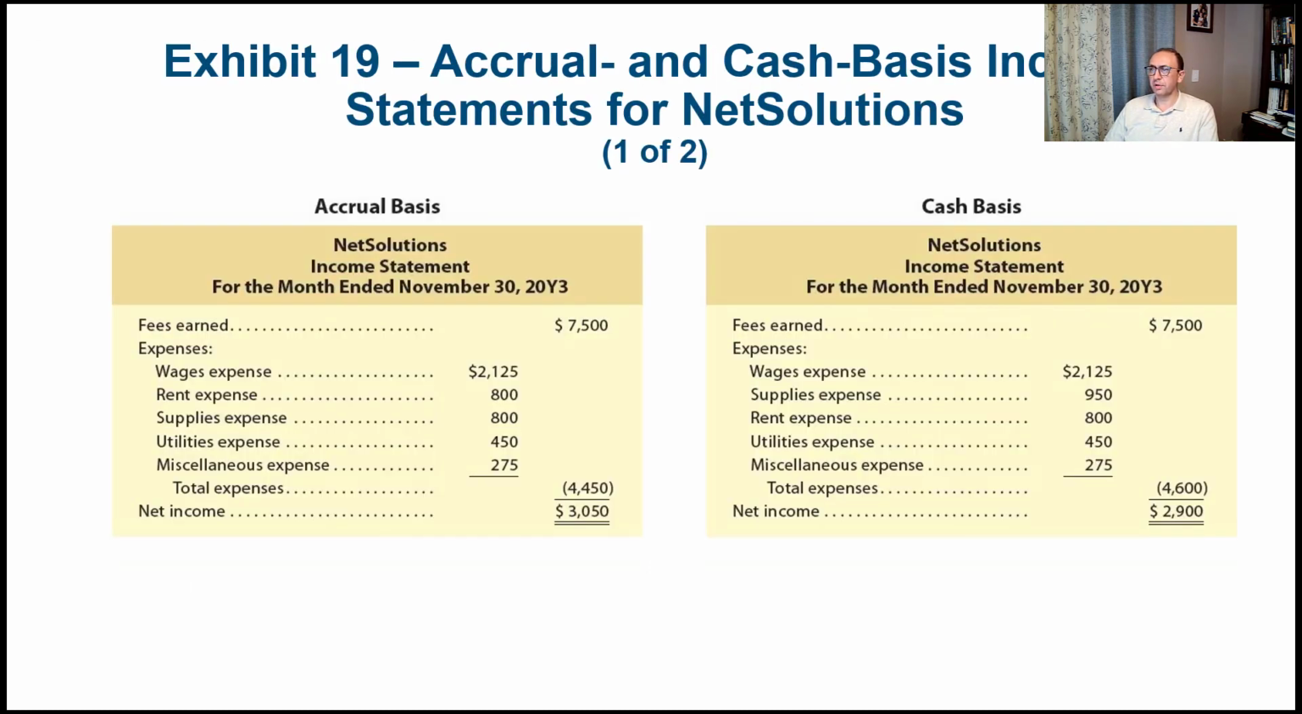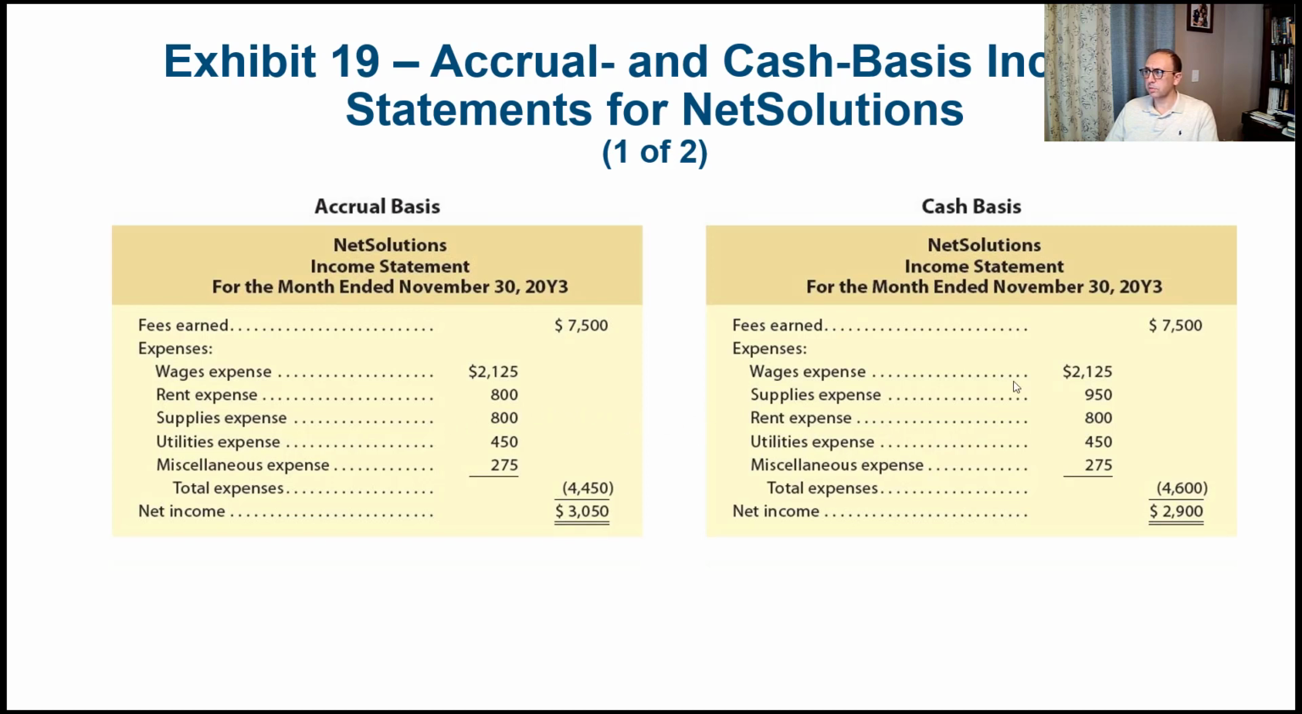So here we have a comparison between the accrual basis and the cash basis for an income statement. You can see the net income would be different. In this case, the fees earned were all received in cash, so they were the same. Same thing for wages, but for rent expense, actually under the accrual basis, we only incurred 800. But it's actually the same here, I'm sorry.